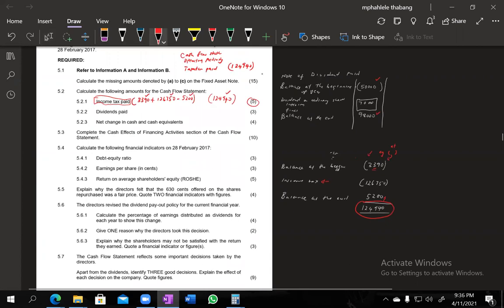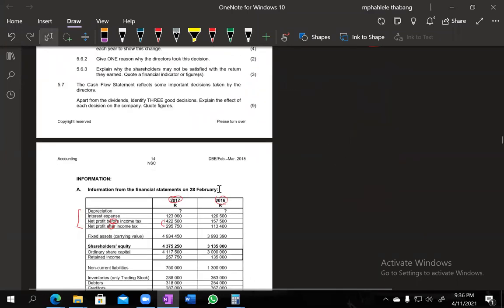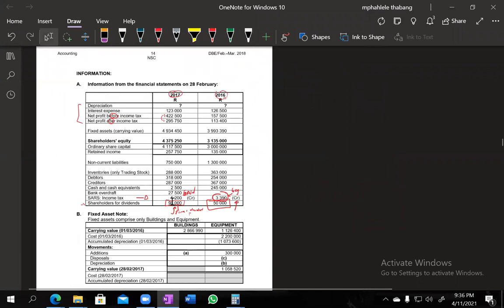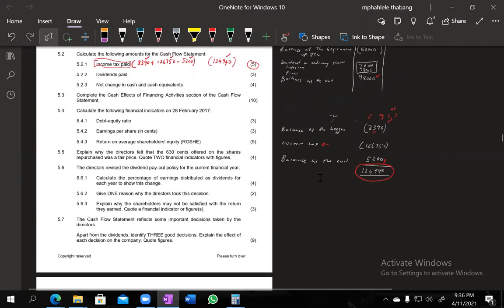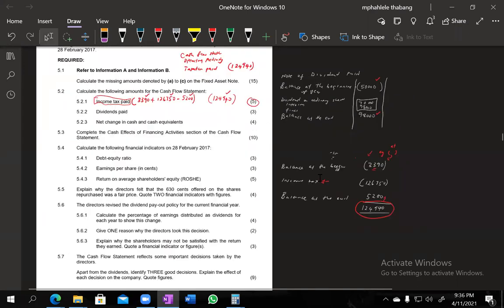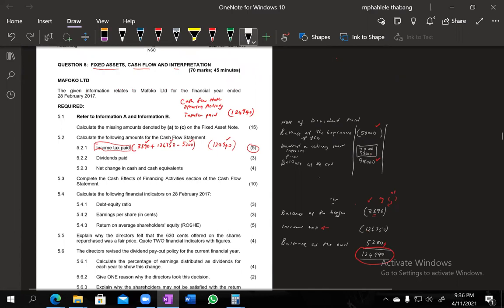98,000. Guys, I wish you heard me there. If you did not hear me, you'll end up calculating unnecessarily. Once you have shareholders for dividend at the end of the year, 98,000, just know it is your final dividend. Now, which means you have dividend on ordinary shares. You add interim and final. You add 70,000 and 98,000.